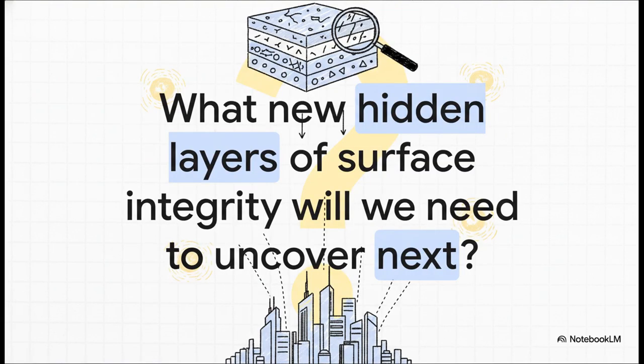So I'll leave you with this question. We've journeyed from the visible surface all the way down to the atomic structure. As our materials and our manufacturing get even more advanced, what new, hidden layers of integrity are we going to need to uncover to build the future?